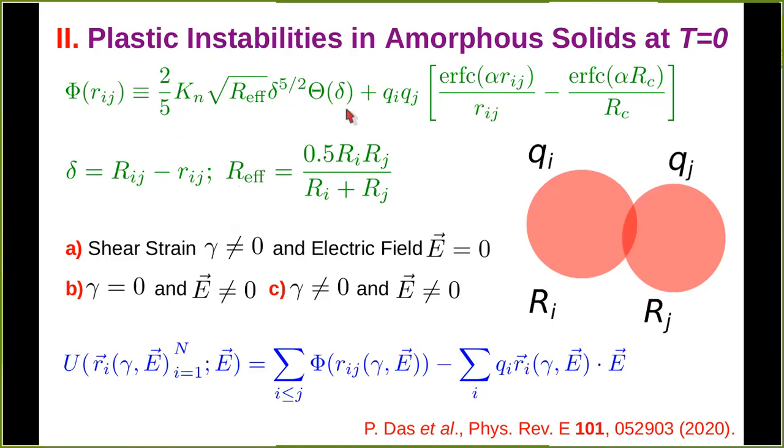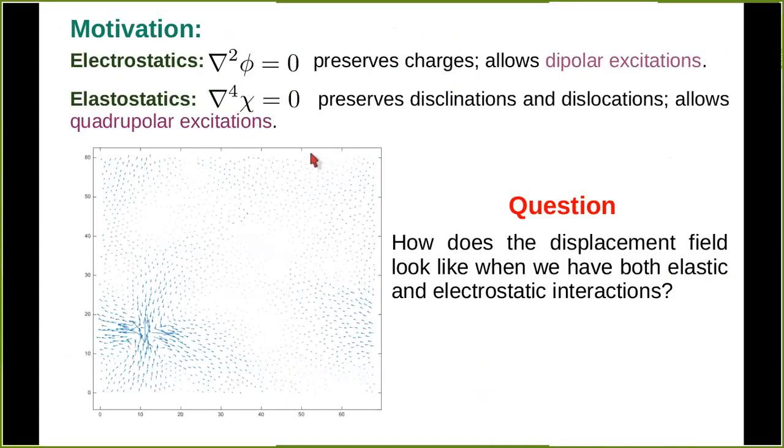Now, in a charged granular system, one can induce plastic instabilities by applying external shear deformation or by applying an external electric field, or one can apply both of them together. In the presence of shear strain and external electric field, the total potential energy, or the total energy as we are working at T equal to 0, is given by this. The first term represents the sum over all pairwise interactions, and the second term represents the contribution from the external electric field. So the question is, what is the motivation behind choosing such a complicated interaction potential?